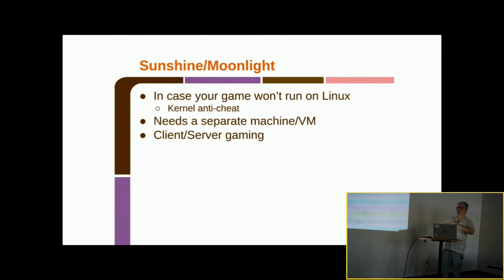So your game won't run on Linux. Specifically, kernel level anti-cheats. Valorant is a big one that comes to mind right now, or anything else from Riot Games. In this case, you can run Sunshine and Moonlight. Sunshine is a server, Moonlight is a client. You'll obviously need, for the case of Valorant or anything with Windows anti-cheat software built in, a Windows machine. But you can still play your game on Linux, just over an RDP session, basically.